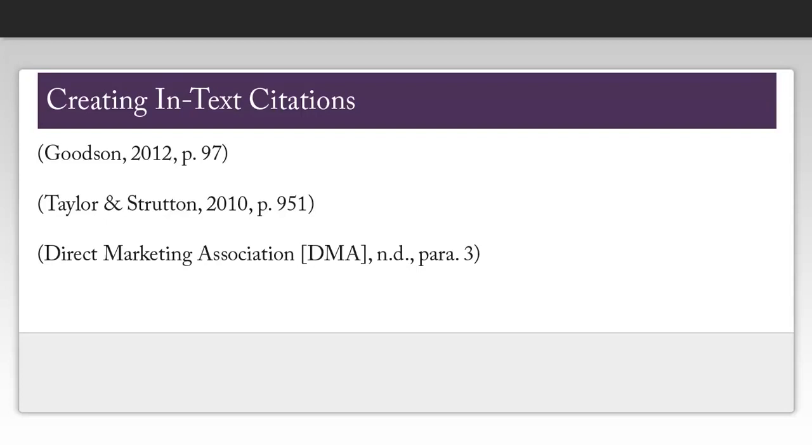For the Direct Marketing Association, I added DMA in brackets so that each subsequent time I cite this source, I can just use DMA in my in-text citation. For documents without pages, you can indicate paragraph number by using "para." with a period.